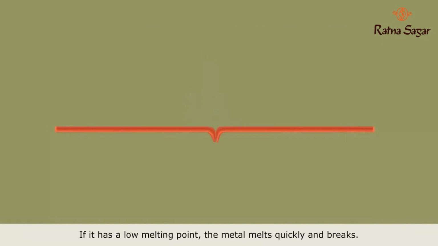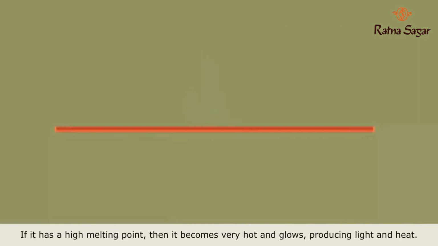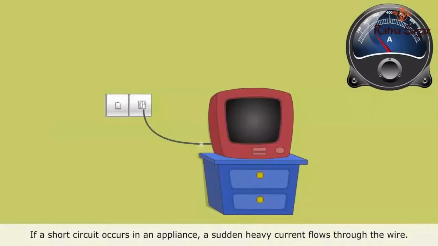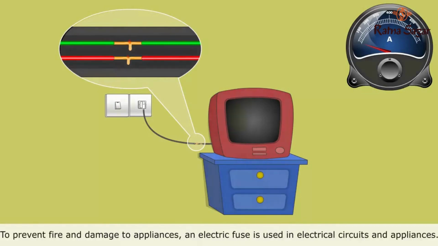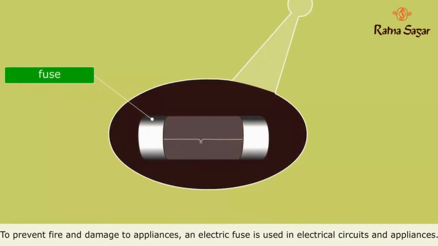If it has a low melting point, the metal melts quickly and breaks. If it has a high melting point, then it becomes very hot and glows, producing light and heat. If a short circuit occurs in an appliance, a sudden heavy current flows through the wire. Thus, the wire could easily get overheated due to excess current and burn to rupture its insulation, causing fire. To prevent fire and damage to appliances, an electric fuse is used in electrical circuits and appliances.